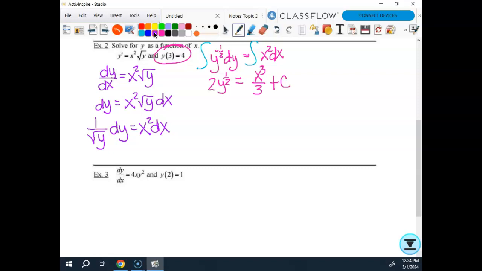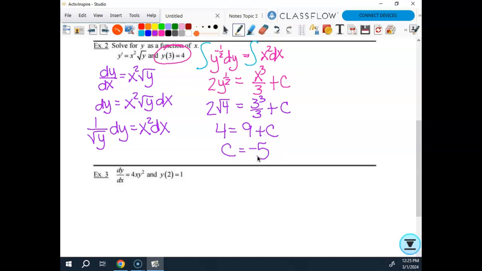Okay? So if I do that, I'm going to get 2 times what? Square root of 4, because that's the y value, right? Equals 3 cubed over 3 plus c. All right, so 2 times 2, this is 4. 3 cubed over 3 is really just 3 squared, right? And so that's 9 plus c. What does c equal? Negative 5. Okay?